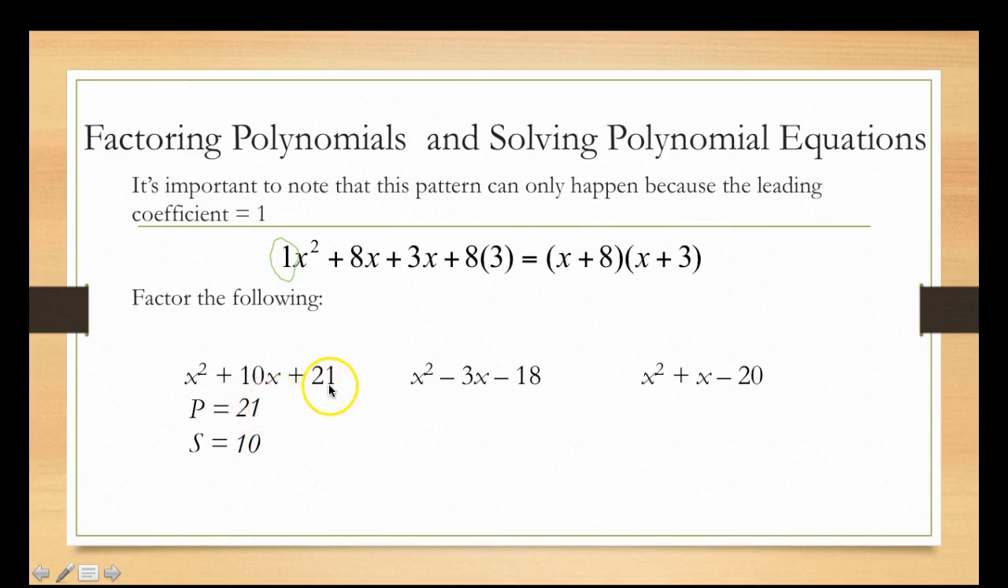So I want to go through what are the products of 21. Well, or the factors, I'm sorry, that will give me 21. So I can do 1 times 21, but 1 plus 21 is not 10. 3 times 7, 3 plus 7 is 10. Those are my answers, 3 and 7. So my factors must be x plus 7 times x plus 3. Please take a moment to pause the video and work the next two problems.